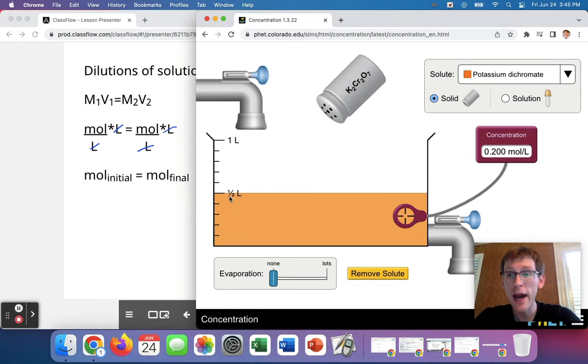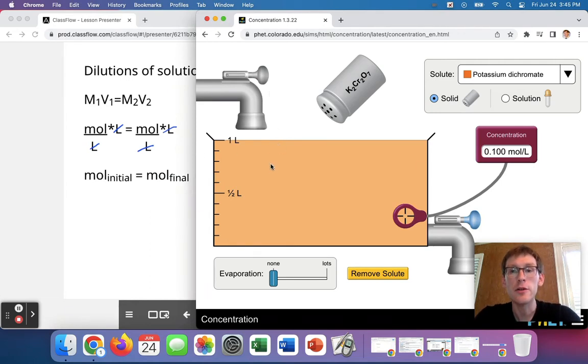Now we have half of a liter, so if you multiplied half of a liter times 0.200 moles per liter, you'd find that there are 0.100 moles of potassium dichromate in this solution. Now, let's say we add some water, and let's stop at, oh, there we go, exactly 1 liter.